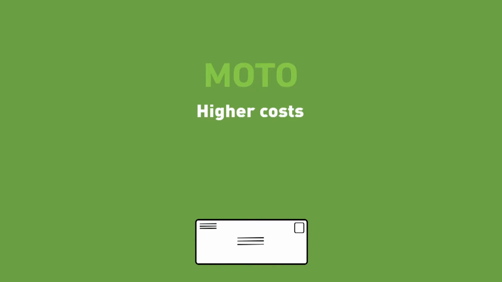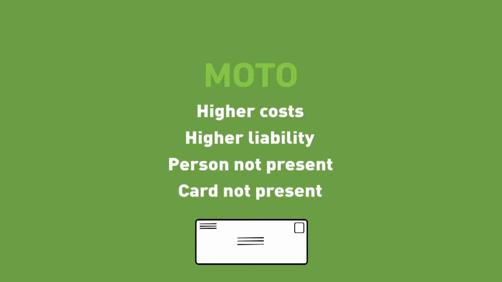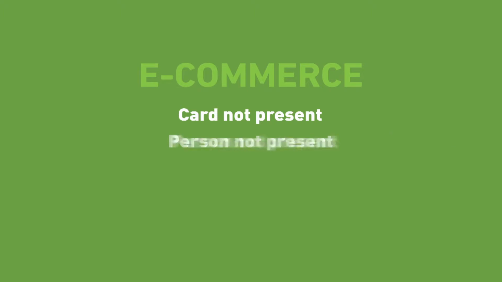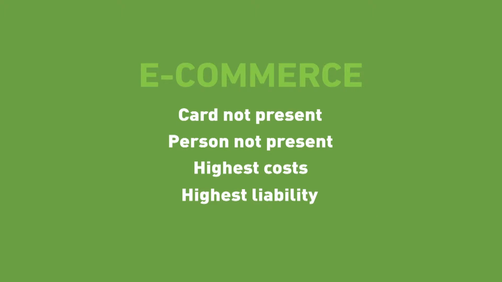Moto accounts, mail order, telephone order would be higher costs and higher liability as you have person not present and card not present. Yet there is a little bit of interaction with the individual making the purchase. Then, of course, e-commerce is totally card not present and person not present with no interaction. Therefore, those costs are even higher as the liability has gotten higher.